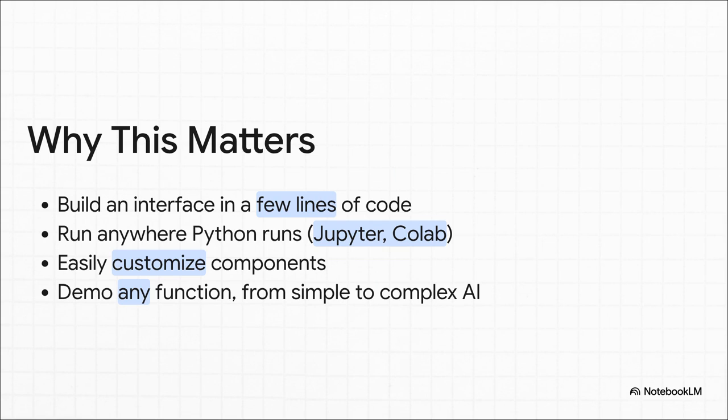So why is this such a big deal? Well, it means you can spin up a great-looking demo for your work in minutes, not days. You don't need to know anything about web development. It works right where you're already comfortable, like in a Colab notebook. And maybe the coolest part of all, when you hit .launch, you can get a temporary public URL to share. You can literally just send a link to your friend or your boss, and they can try out your live app right there in their browser.